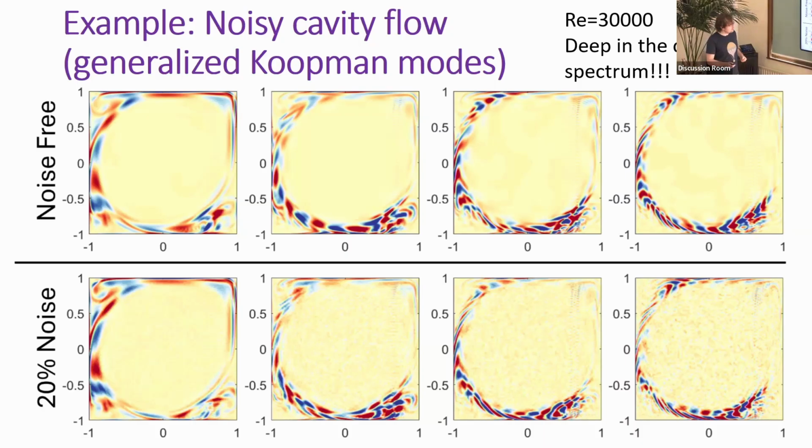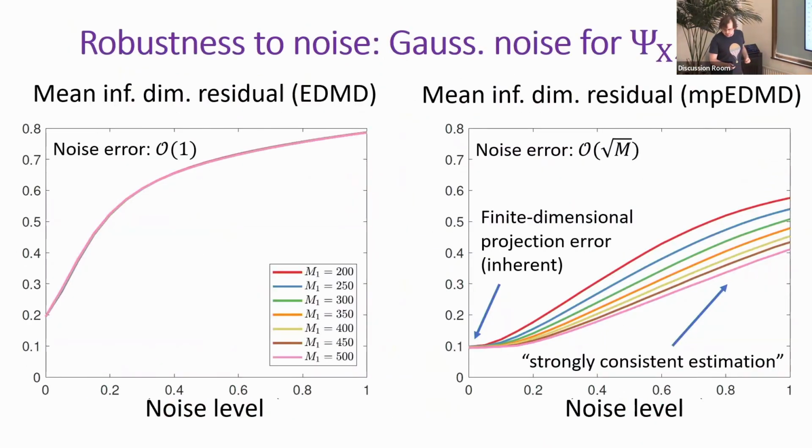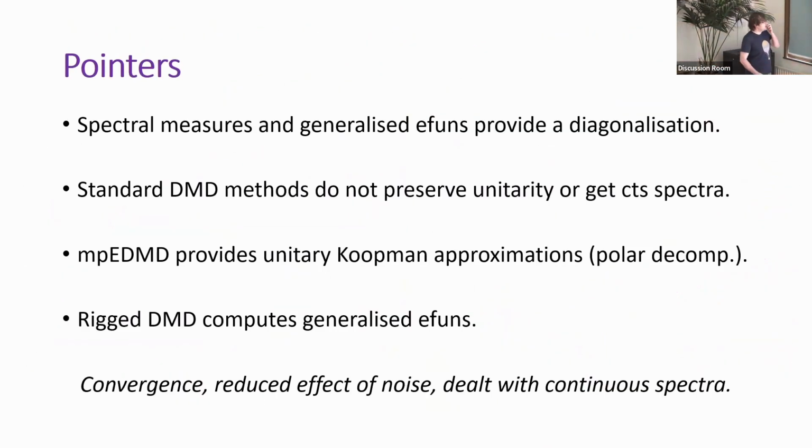Okay, so I will perhaps skip that and end with some pointers. Spectral measures and generalized eigenfunctions provide a diagonalization of Koopman operators for measure preserving systems, even when you have continuous spectrum. Standard DMD or EDMD methods don't preserve this unitarity or get the continuous spectrum, so you have to work a bit harder.